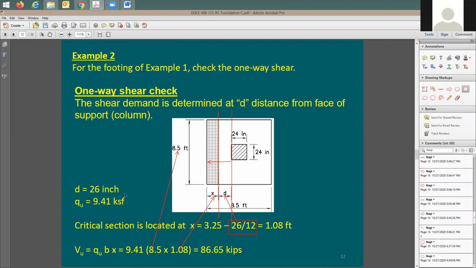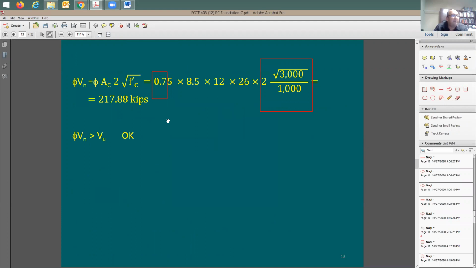2.5 feet, 26 inches, the effective depth. Therefore, the cross-section area exposed to shear is going to be 8.5 times 12. It's going to be the width in inches multiplied by 26, which is the depth. And this is going to be the area here exposed to shear.